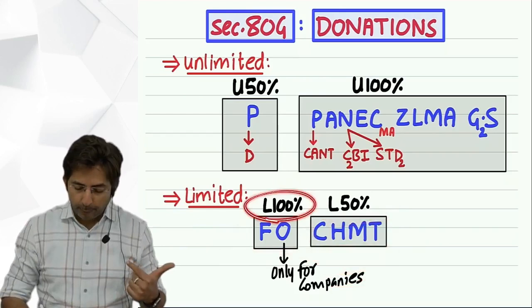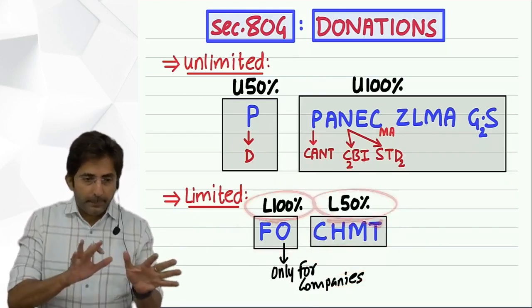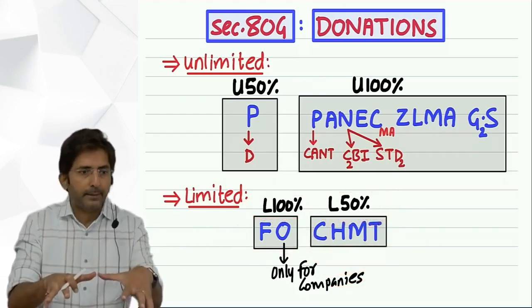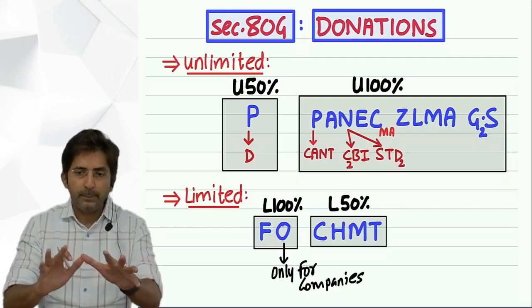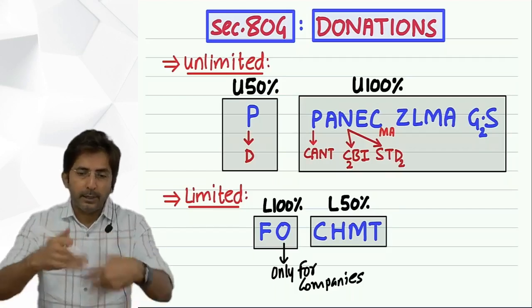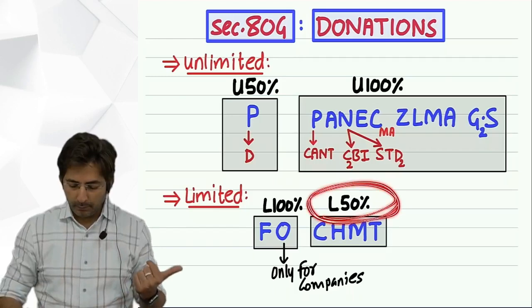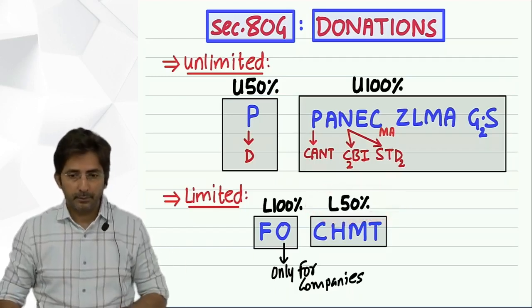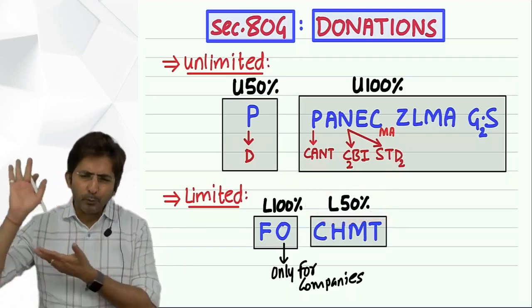What do you mean by L100, L50? Limited means first you have to stay within the limit. You have to give donation up to a limit. And from the limit, 100%. And here, 50% of the limit. But what is that limit? I will come to that later.